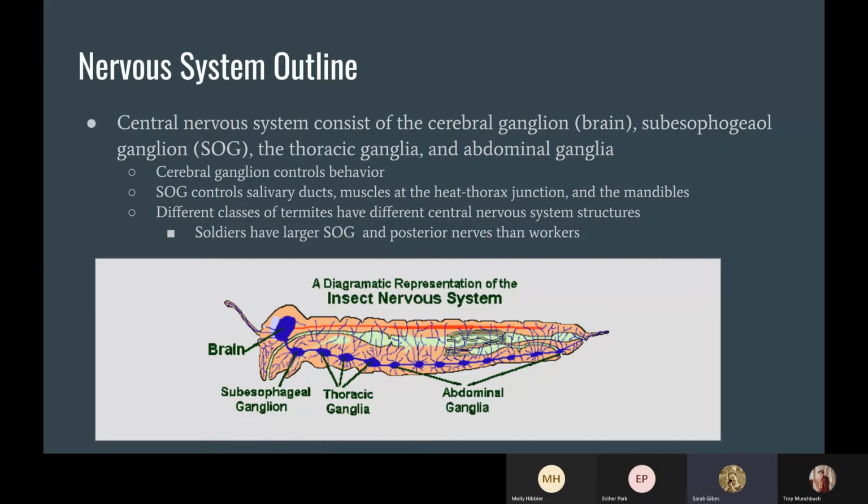So the nervous system of the termite consists of a cerebral ganglion, the subesophageal ganglion, the thoracic ganglia, and the abdominal ganglia. The central cerebral ganglion controls the behavior of the termite and processing. The SOG controls the salivary ducts, the muscles around the head-thorax junction, and the mandibles. Different types of termites actually have different central nervous system structures. Soldiers are going to have a much larger SOG and posterior nerves than worker termites do.